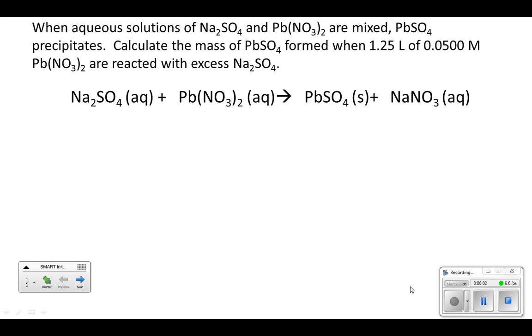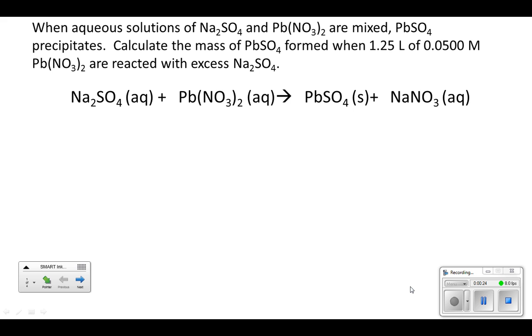All right, let's have a look at a stoichiometry problem. This stoichiometry problem says when aqueous solutions of sodium sulfate and lead-2 nitrate are mixed, lead-2 sulfate precipitates. Calculate the mass of lead-2 sulfate formed when 1.25 liters of 0.0500 molar lead-2 nitrate are reacted with excess sodium sulfate.